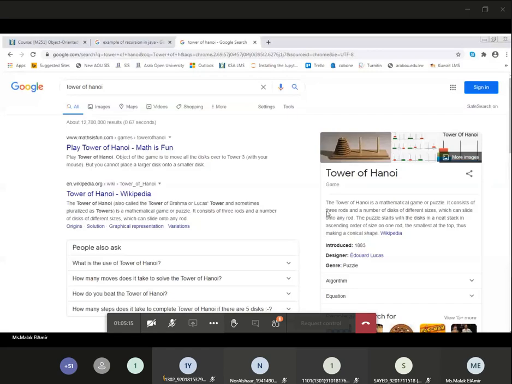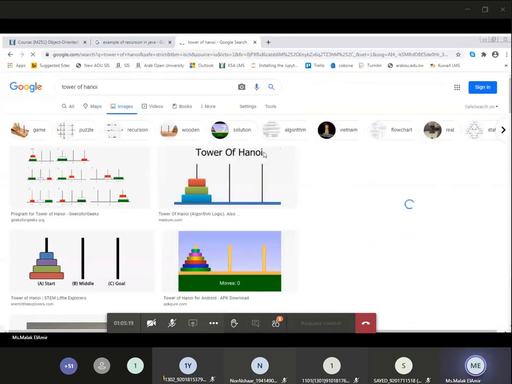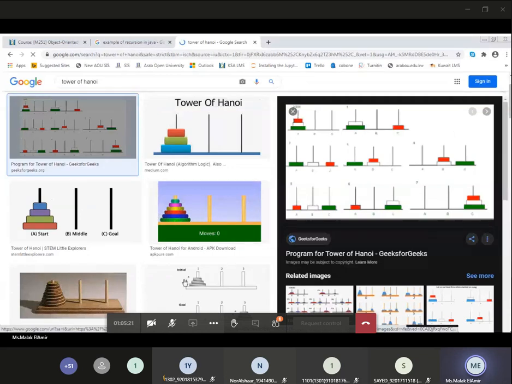Here in front of you, this is a Tower of Hanoi. Did you play this one before? Yes, miss. So let us take it. I have 3 tracks and I want to move them from A to C.